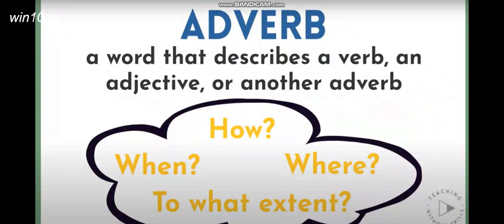Okay, so students, remember that rhyme so that you can understand it and remember it for a long period of time. It's easy when you rhyme words: a word that describes a verb, an adjective, or another adverb is an adverb. How, when, where, and to what extent. Okay, so these are the kinds of adverbs. Let's look at some of the different types of adverbs and learn how we use them.